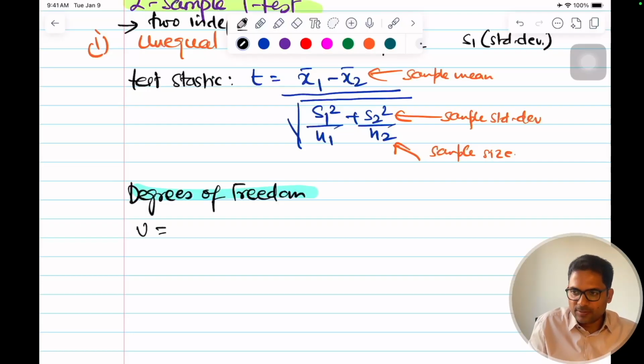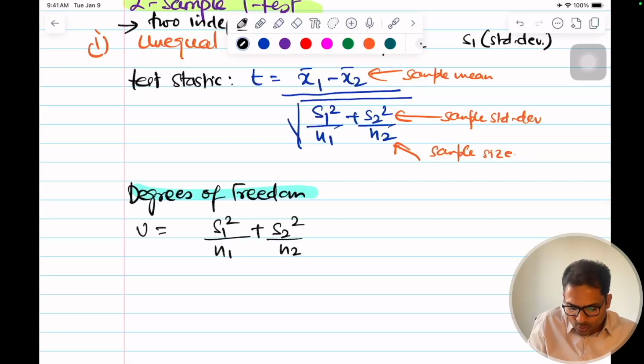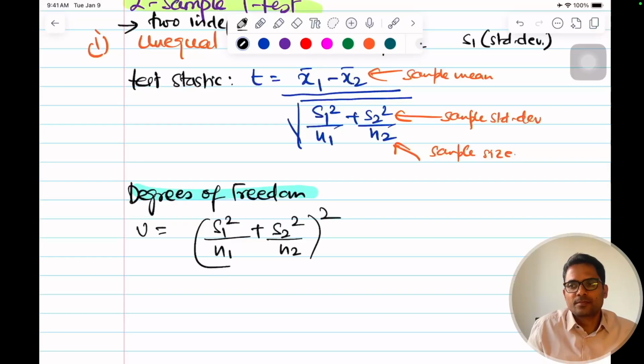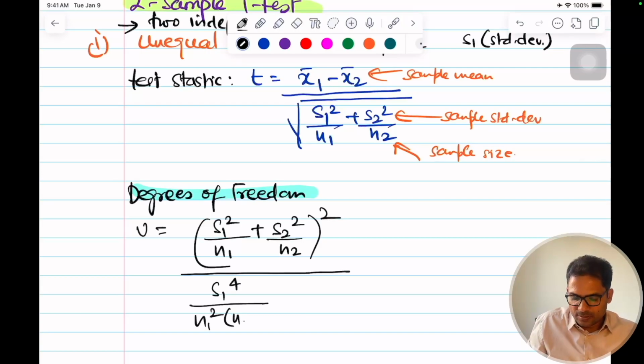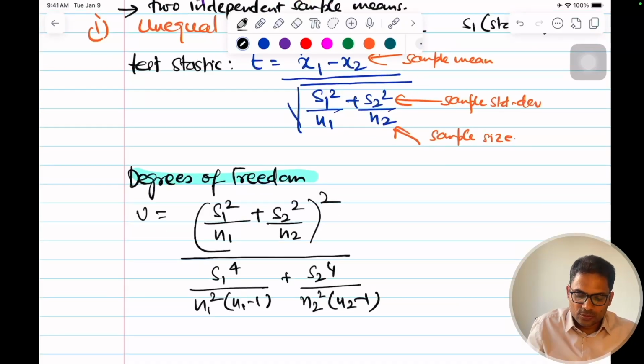The formula is S1 square by N1 plus S2 square by N2, whole square, and then divided by S1 to the power 4 by N1 square into N1 minus 1, plus S2 to the power 4, it is symmetric, by N2 square into N2 minus 1. So this is how we calculate the degrees of freedom.